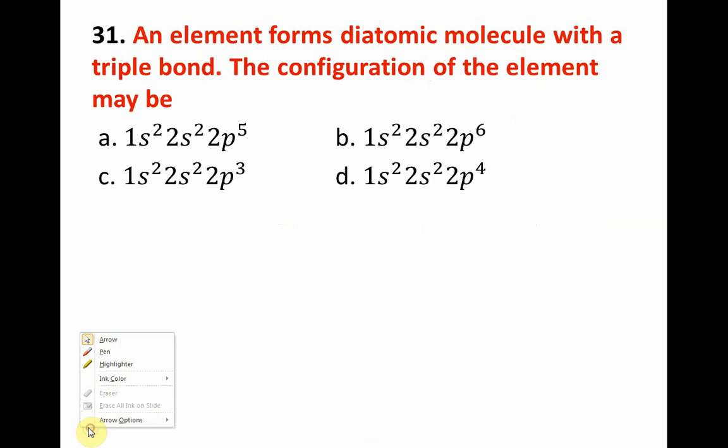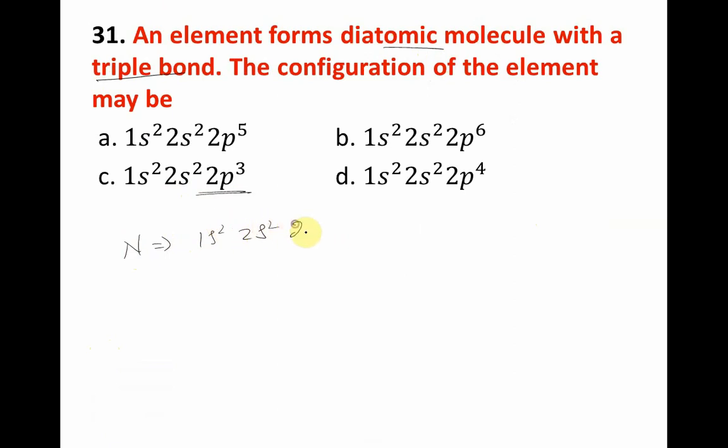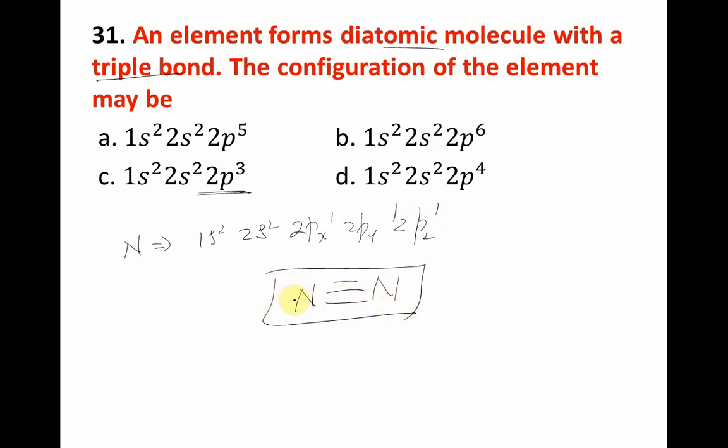An element whose diatomic molecule has a triple bond. It should be diatomic with a triple bond. So this is the right configuration, because for nitrogen it is 1s2, 2s2, 2px1, 2py1 and 2pz1. So nitrogen exists as a diatomic molecule with a triple bond.